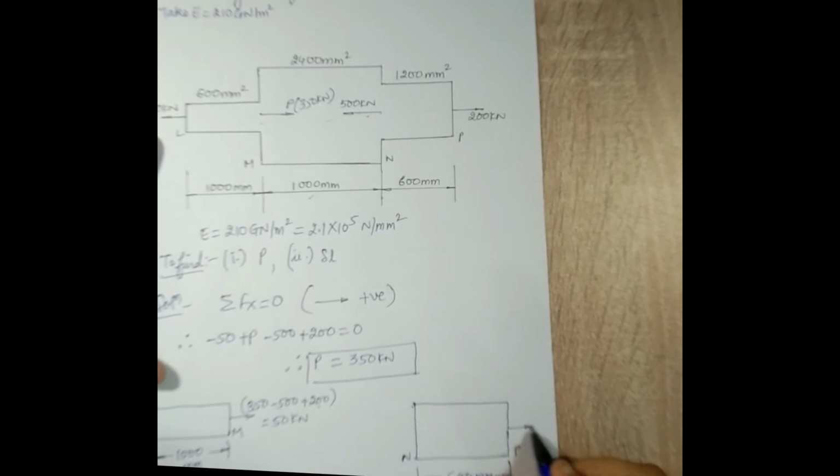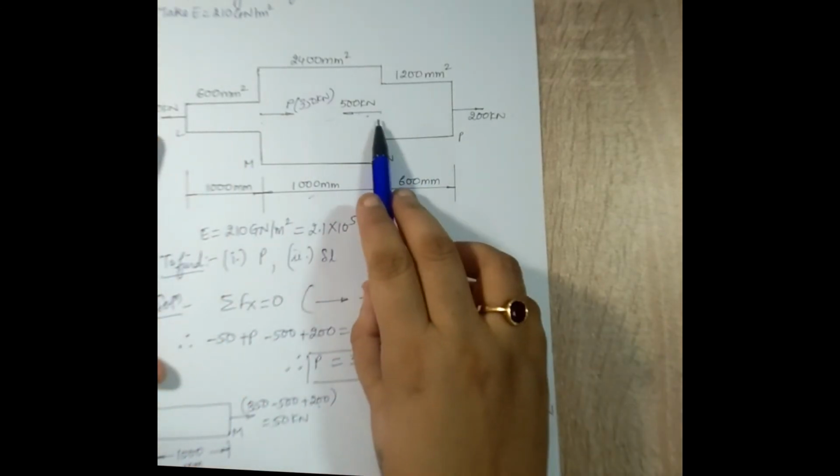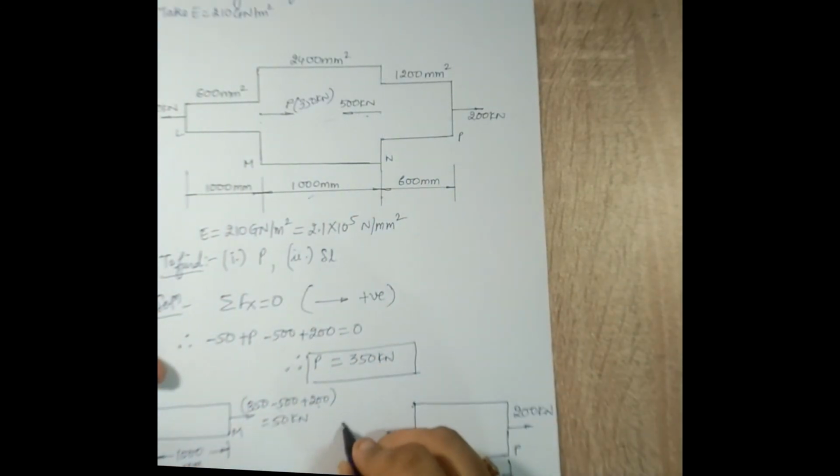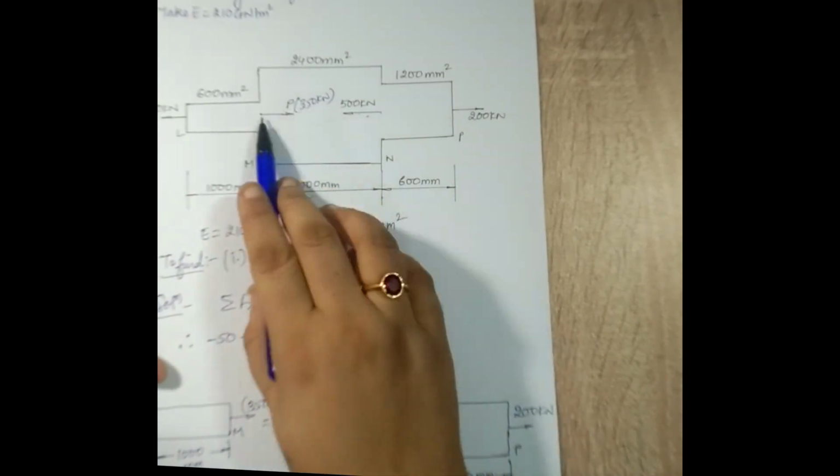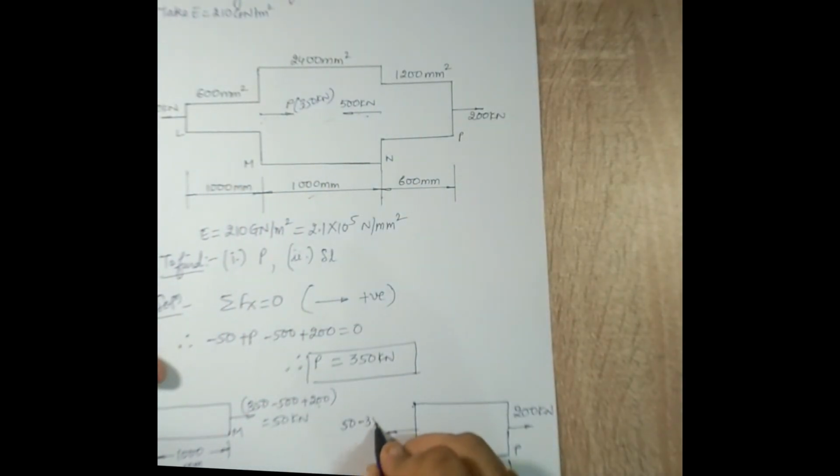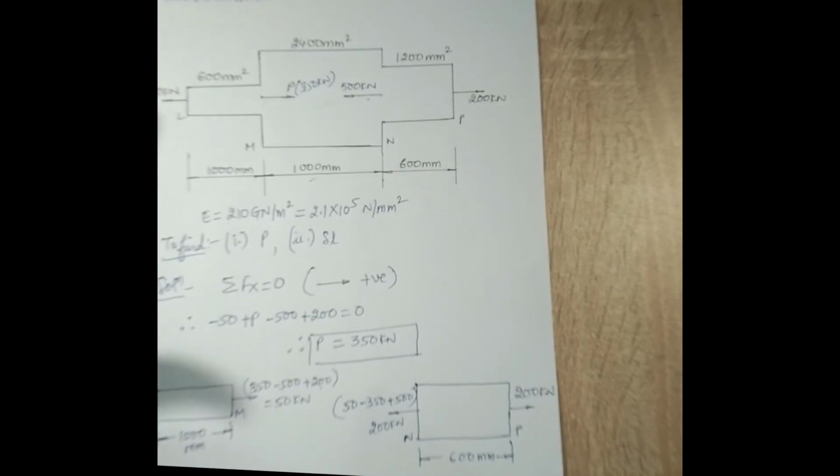To the right, I can see tensile 200 kilonewton. I know obviously to the left also it will be 200 kilonewton tensile. I will still check. 50 when placed at this junction N will be of tensile type. P will be of compressive type. And 500 already is of tensile type. So when you calculate this, you get the value as 200 kilonewton. So this is how I draw the FBD for NP portion.